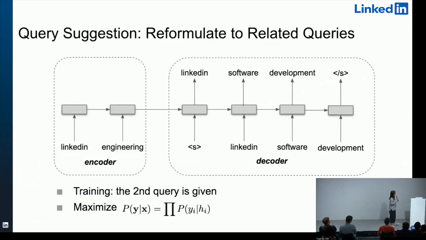So basically, what we are trying to do here is generate the target sequence, or the target query, that we can use as the related search queries. So we can simply compute the probability of the target sequence as the product of the probabilities of each of these tokens appearing at the relevant position. So that's what we're trying to maximize.